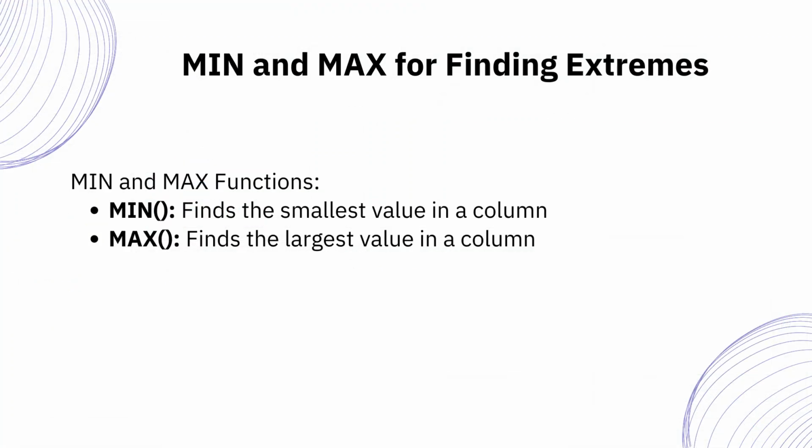The MIN and MAX functions allow you to find the smallest and largest values in a dataset, respectively. These functions are helpful when you want to identify the highest or lowest values in a column, such as the highest sales amount or the earliest hire date.